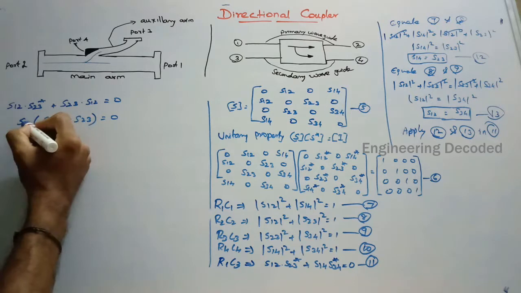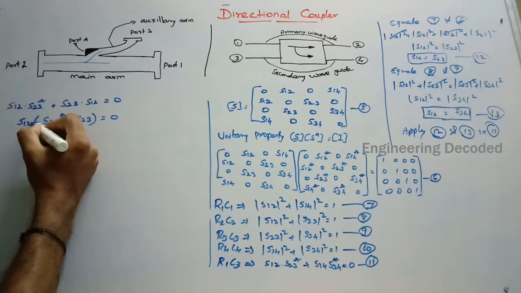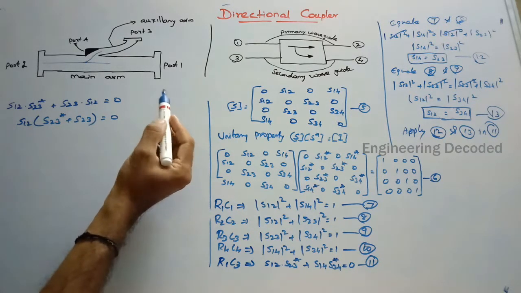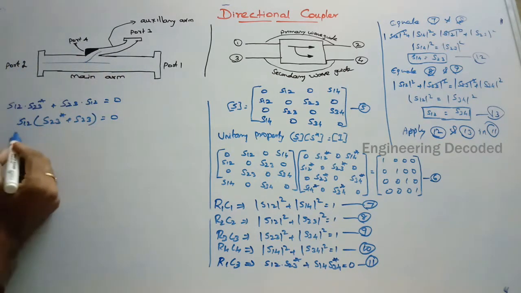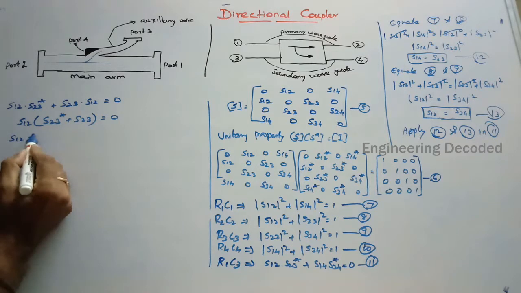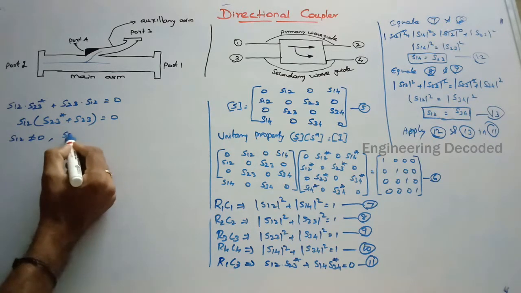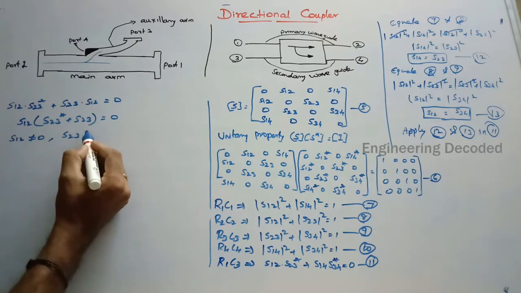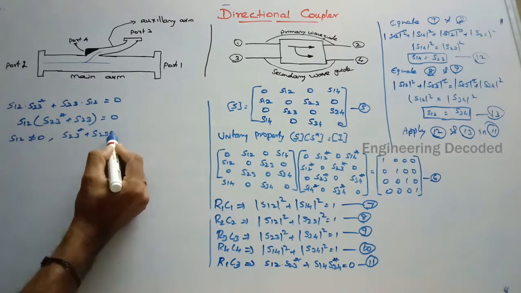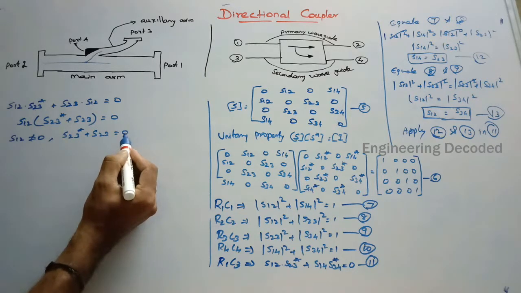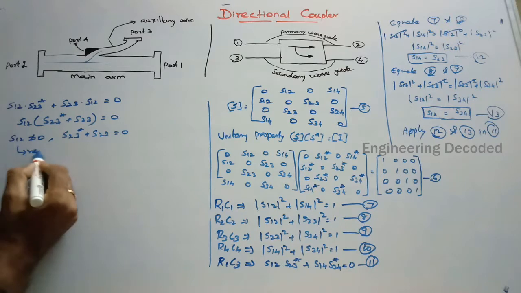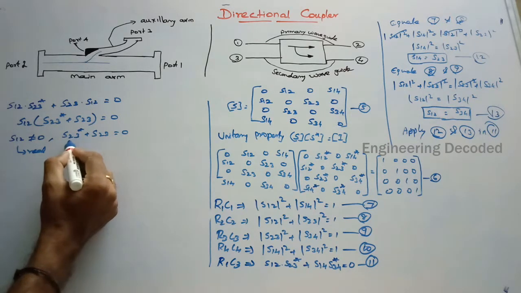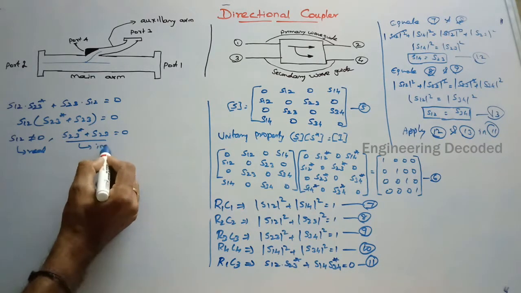So here you can see S12, it means the input from port 2 to port 1. So this cannot be 0. S12 is not equal to 0. So S23 star plus S23 is equal to 0. So this term can be a real term. Here we have a star term, so this can be an imaginary term.